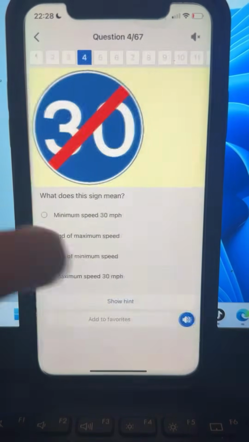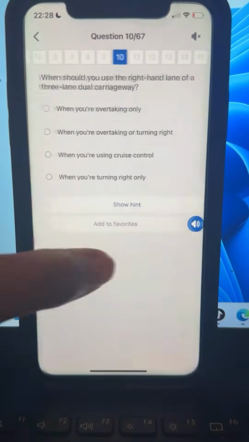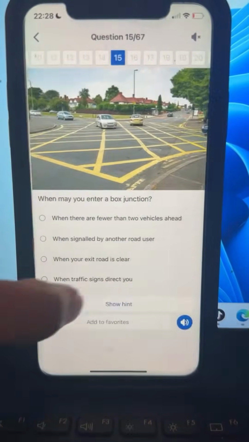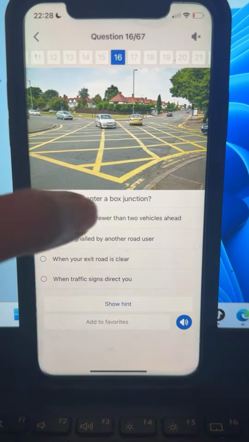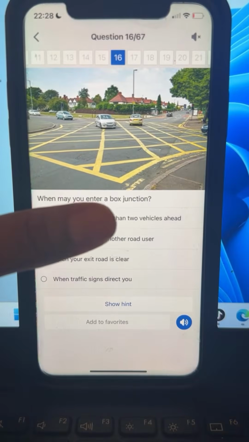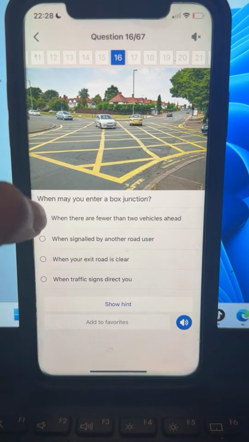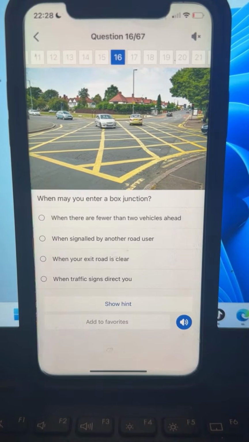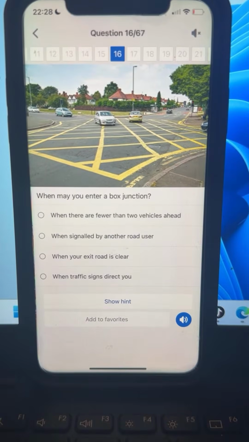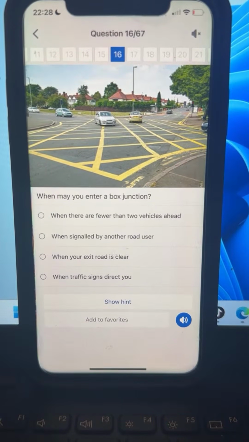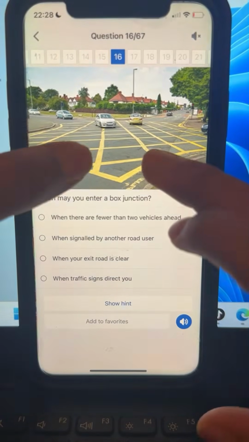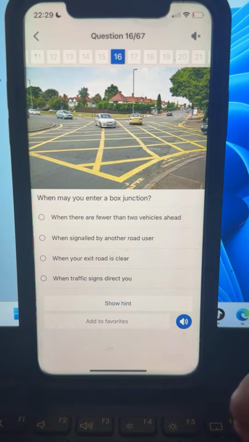Now we'll be covering something called a box junction. There you go. Yellow grid, they call it. Yep. Okay. You can watch it later, tomorrow. When you enter a box junction? A box junction is there to tell you don't enter the box junction unless your way is clear.